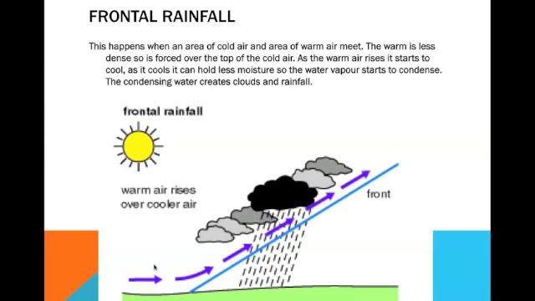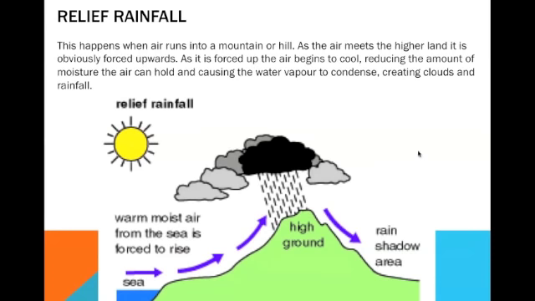Well, when they meet, the warm air rises, then it cools. So as it cools, it can hold less water vapor, so the water vapor starts to condense, and the condensing water creates clouds and rainfall. So that's frontal rainfall. Think of it, they're going right at the front of each other. They're fronting. Then we've got relief rainfall.